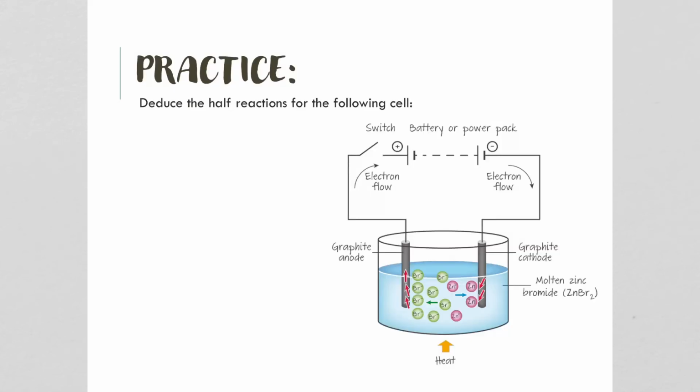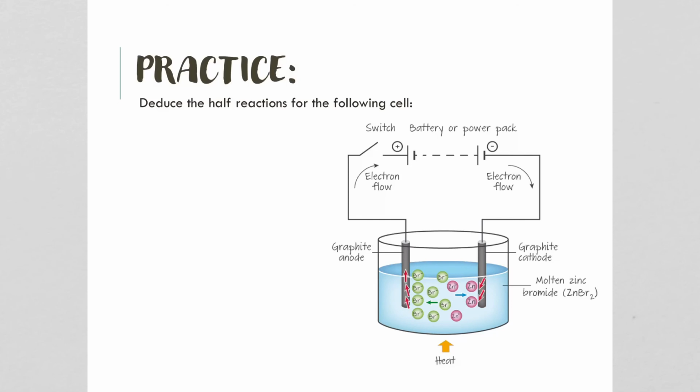In this practice example, we're to deduce the half reactions for the following cell. We need to take a good look at it. What type of electrolytic cell is it? It's molten zinc bromide. This is an ionic compound that has been melted, so it's at high temperature, melted to be liquefied zinc bromide. Over here is our anode, where the bromide ions are accumulating. The zinc ions are accumulating over here.